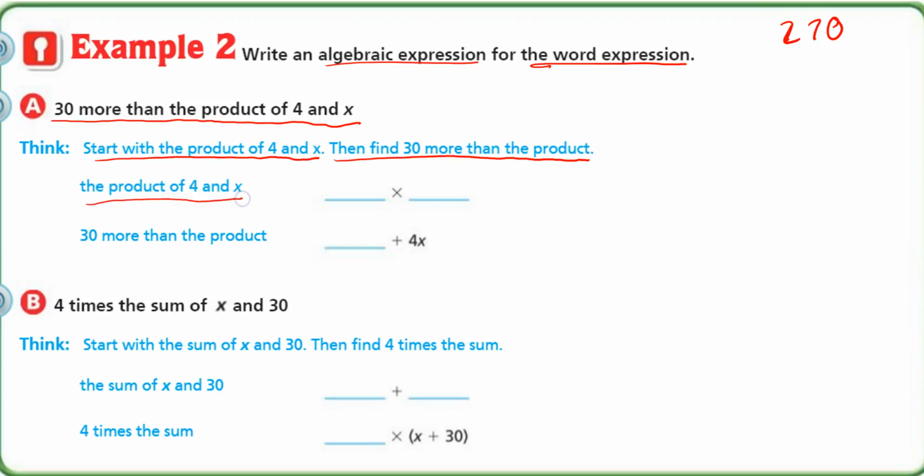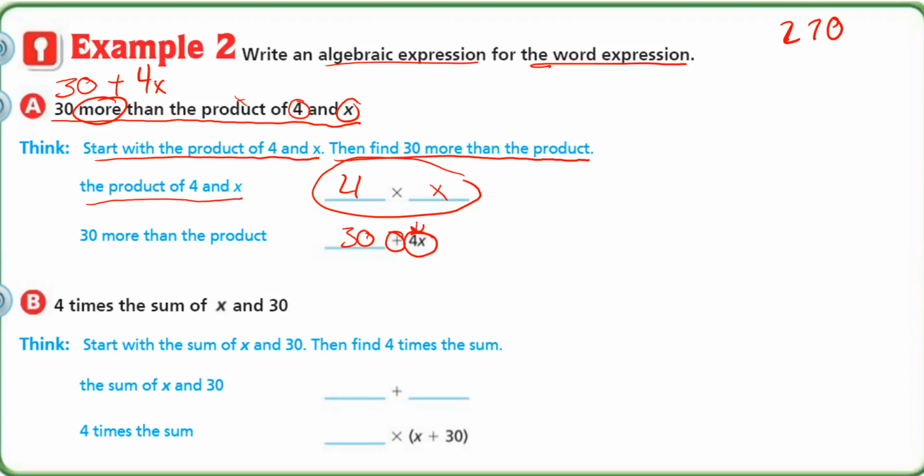So the product of 4 and x would be written as 4 times x. So we have that, and we brought it down here. 30 more than the product, that would be 30 more than the product, the answer to 4 times x. So we would rewrite this wording as 30 more than the product. Product means I'm multiplying 4 and x, 4 times x. Okay.